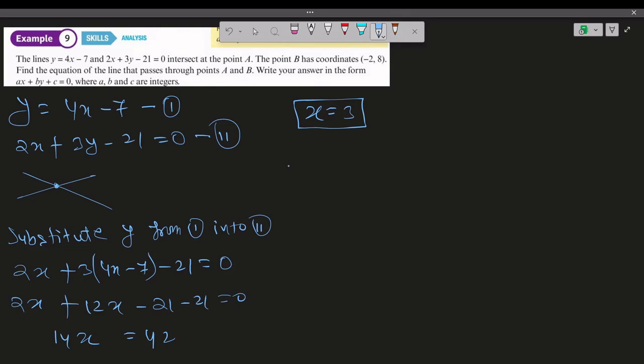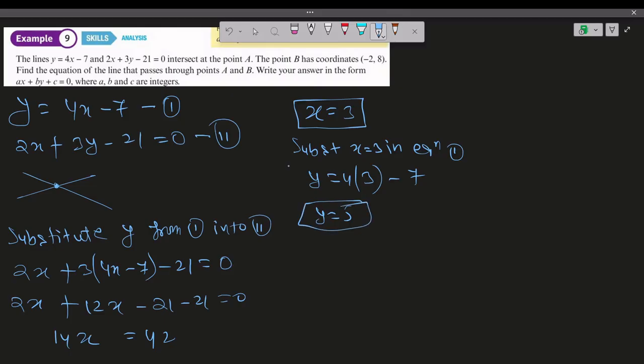How to get the other variable y? You can substitute this x in either equation number 1 or equation number 2. I think equation number 1 looks simple. Let us substitute x equals 3 in equation number 1. So y equals 4 times 3 minus 7, 12 minus 7, it's 5. So y equals 5. Okay, so what we got? We got x equals 3 and y equals 5.